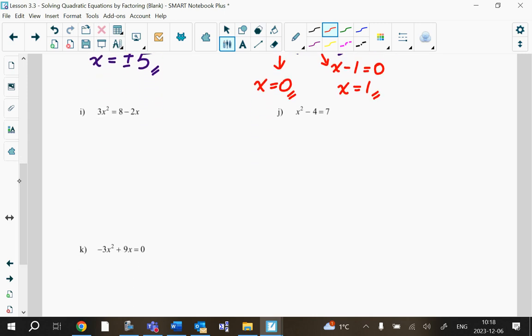Put this one. What do we have to do first? Do we have everything on one side? No, we got to bring these over. I got to bring the 8 over by subtracting 8. And I got to bring the negative 2x over by adding 2x.